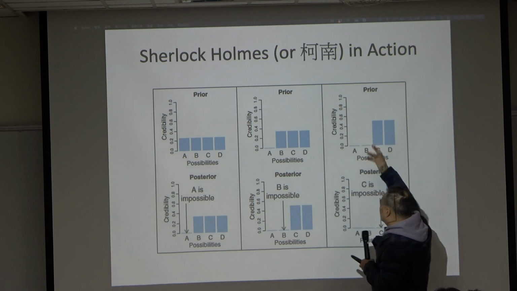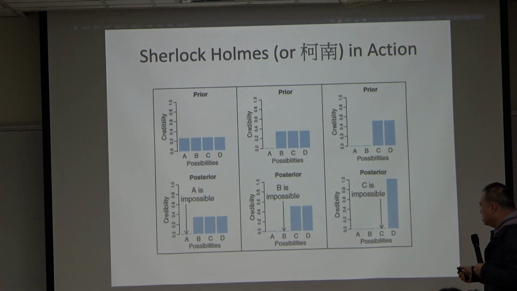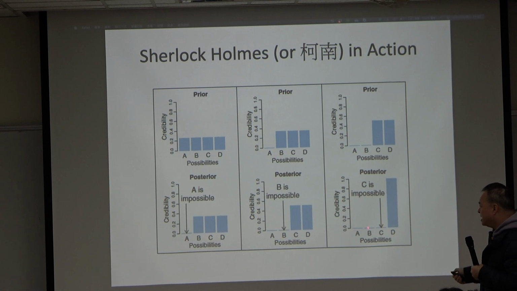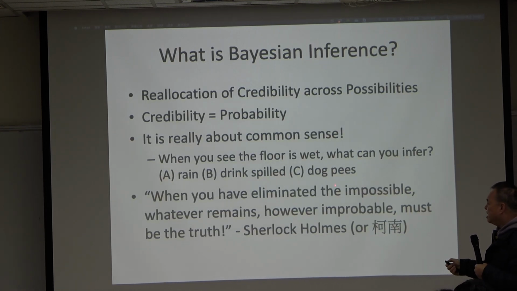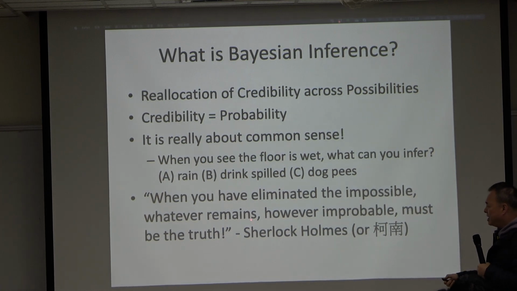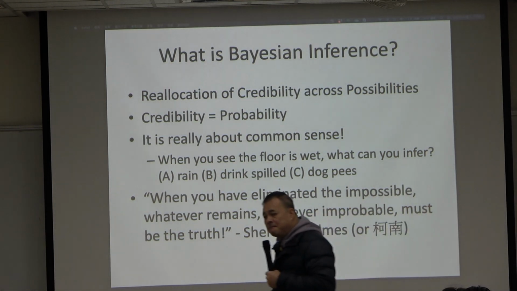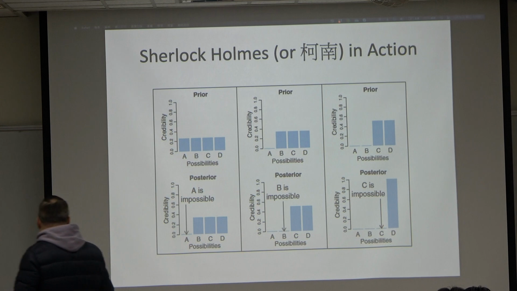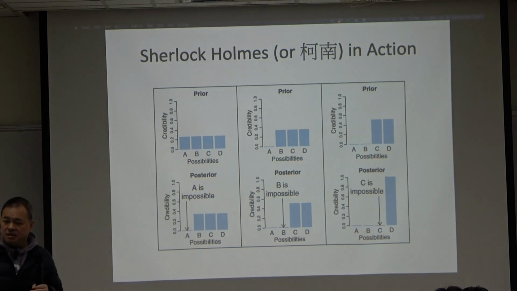And then you can repeat something similar, and eventually you are pretty sure D will win the election because C is eliminated. So this elimination process is exactly just like here: when you have eliminated the impossible, whatever remains, however improbable, must be the truth. But this is common sense, right? This is common sense.